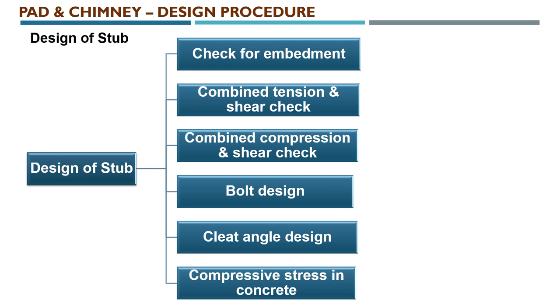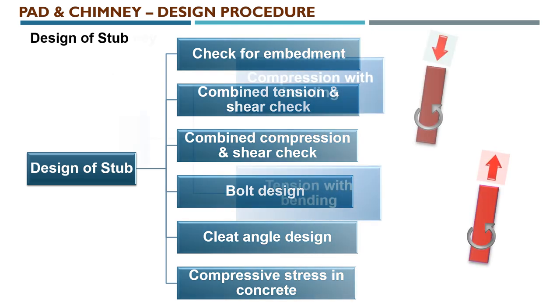Bolt design, cleat angle design, because this cleat angle is to be connected to the stub with the bolt design, or sometimes it is a weld. So even in that case we need to design a weld instead of a bolt. So it should have both the connection design and the cleat angle design under a design of stub. And finally, we need to check the compressive stress in concrete due to the load transferred through the stub. So these are the six checks we need to do in a design of stub.